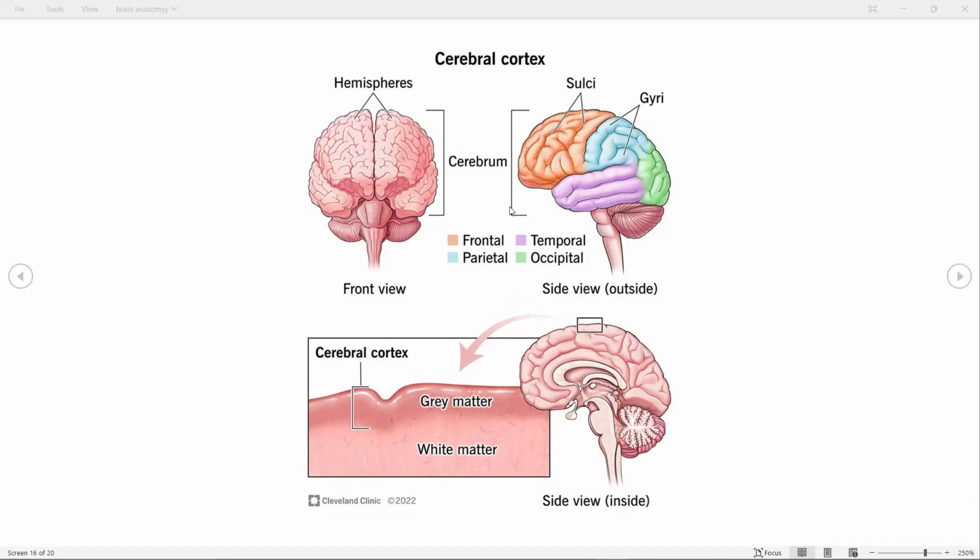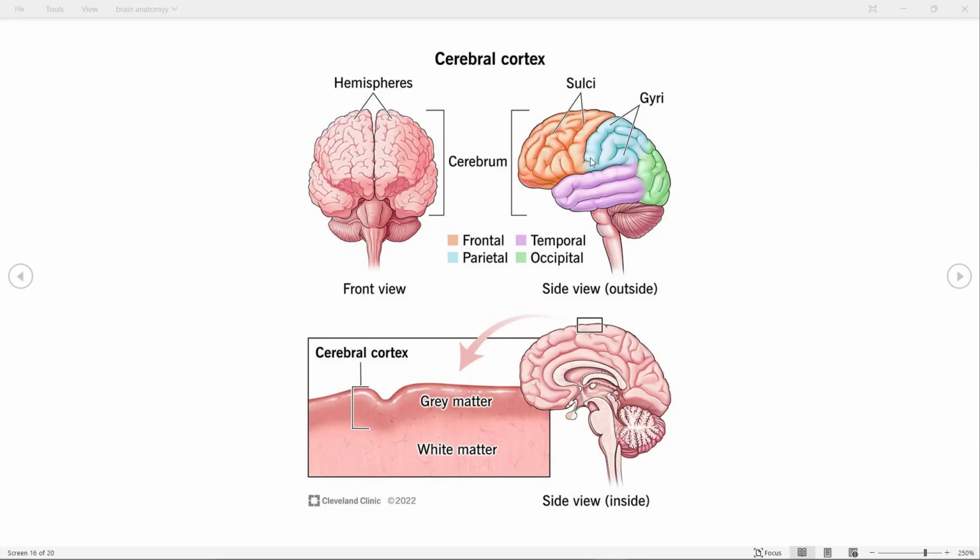That is one of the largest areas of the brain, and the cerebrum is divided into 2 hemispheres of the brain. You could see that, just imagine it as if it's been cut in half. So the 2 hemispheres, this is called the cerebral cortex. It's the outermost layer of the brain.